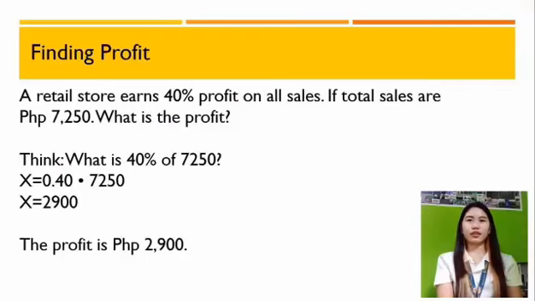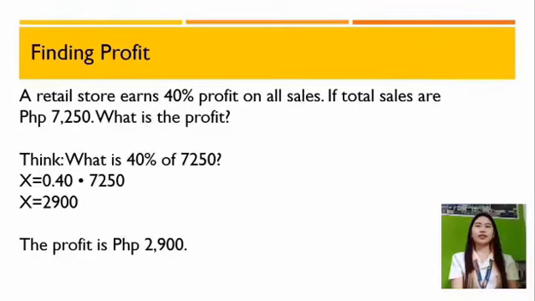Finding profit. A retail store earns 40% profit on all sales. If total sales are 7,250 pesos, what is the profit? We will get the 40% of 7,250. The profit will be equal to X is equal to 0.40 times 7,250. X is equal to 2,900. The profit is 2,900 pesos.